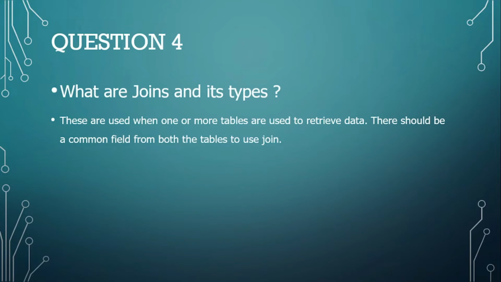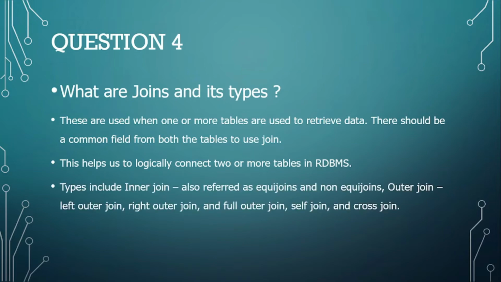This is all about joins and its types. This is also one of the most important questions asked in recent interviews. Joins are used when one or more tables are combined to retrieve the data. There should be at least a common field from both the tables to use a join. So types of joins include inner join, outer join, self join and cross join.